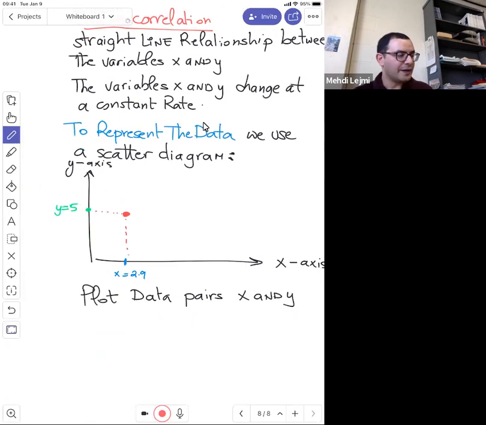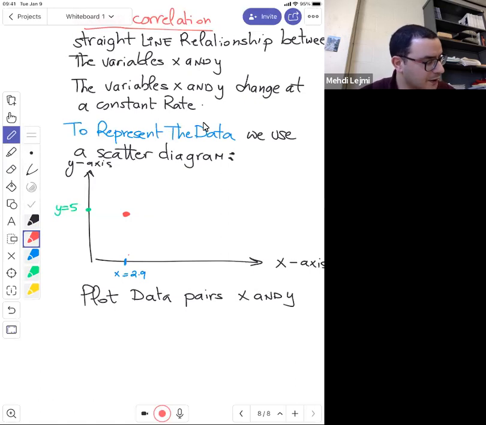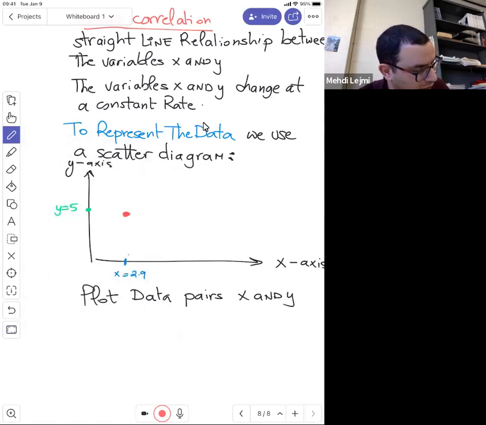Now, you plot all the data pairs, and you get what we call the scatter diagram. And now the thing is, you need to check if your scatter diagram or your data resembles a line. If the data resembles a line, then you have a linear correlation. That's what I call a linear correlation, right? So you plot all those data pairs, the next point would be somewhere right here, another point right here, and then another point right here, etc.